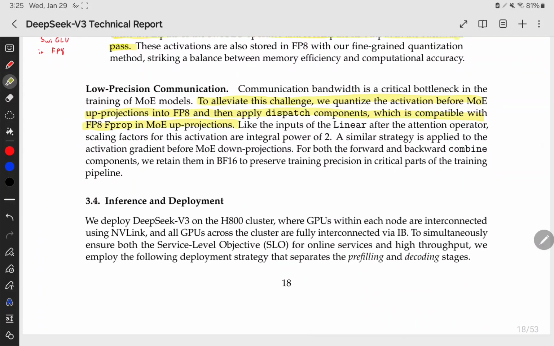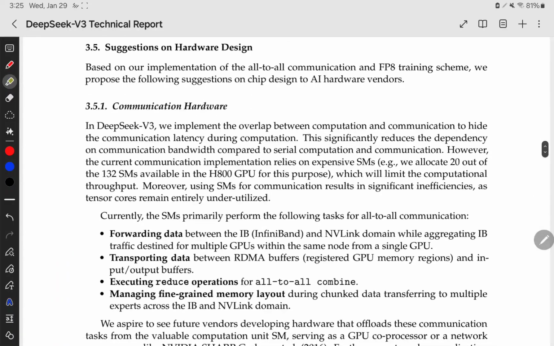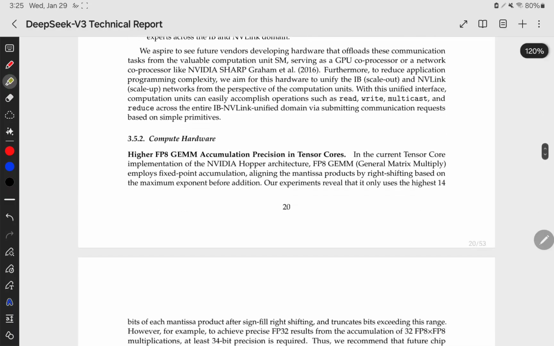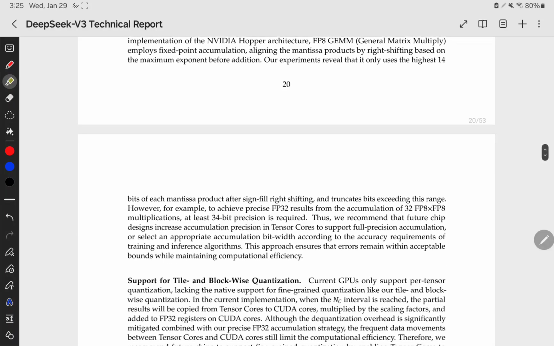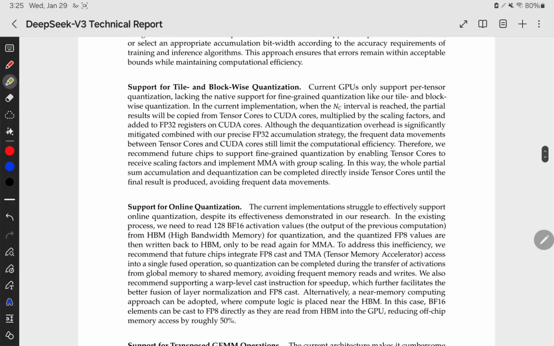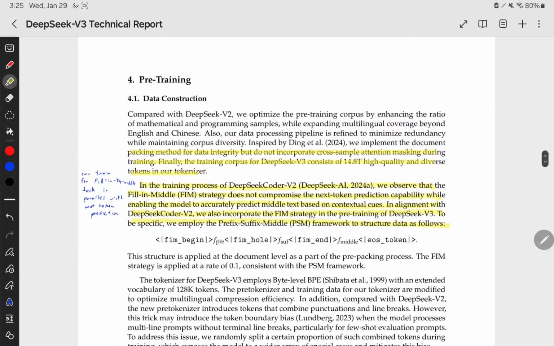Low precision communication. Yeah, not a big deal. So that is mainly it, and they have a lot of suggestions here for if you're actually building it. I'm not going to talk through those. I mean, I read through it, and I'm not going to talk through it because unless you are training this on a massive cluster, it doesn't really matter.